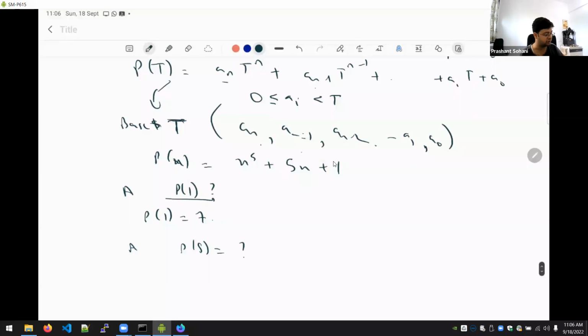So Bob will evaluate P of 8. So P of 8 is what? 8 raised to 5, which is 32768, plus 40 plus 1.